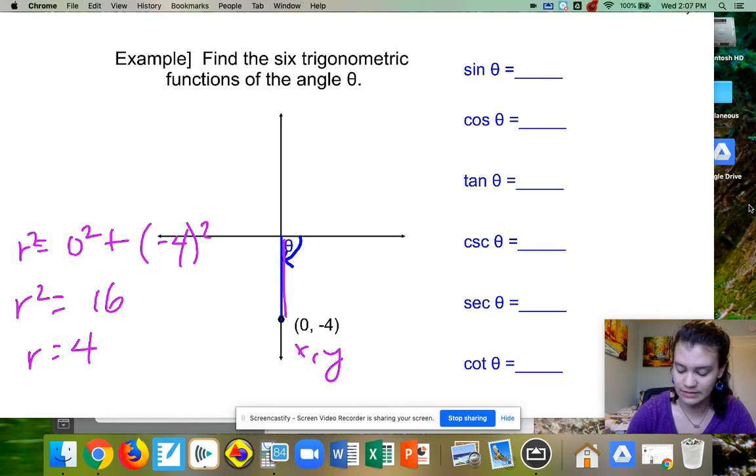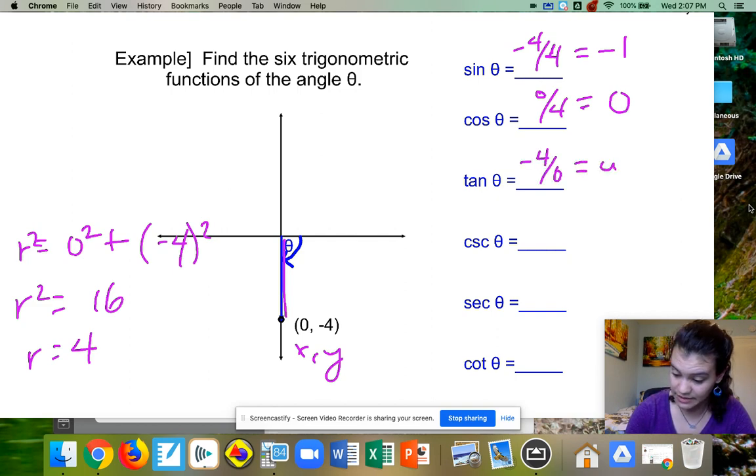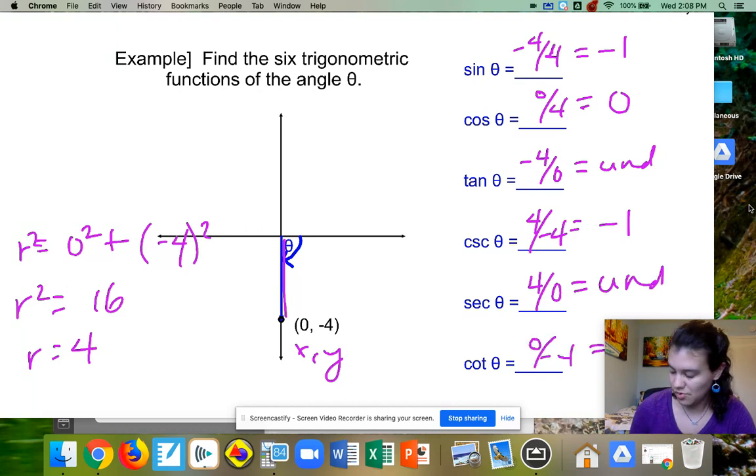So sine is going to be y over r, so -4 over 4, or -1. Cosine is 0 over 4, or 0. Tangent is going to be -4 over 0, which you can't do, so you get undefined. Cosecant is the reciprocal, so you would get 4 over -4, which is -1. Here we get 4 over 0, or undefined, and then 0 over -4, or 0.